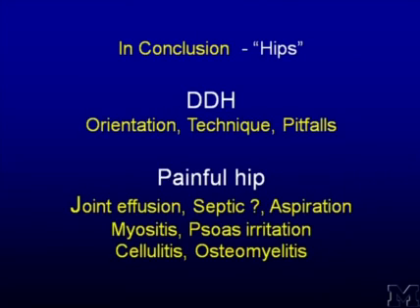So basically, in conclusion, in regard to DDH, what we've covered is just your basic orientation and some of the technique and pitfalls to watch for, and with the painful hip, how to identify a joint effusion, some of the problems with trying to tell if it's septic or not septic, and how sonography can help with aspiration, and then plus some differential diagnoses and other things to be mindful of when you're investigating the hip.